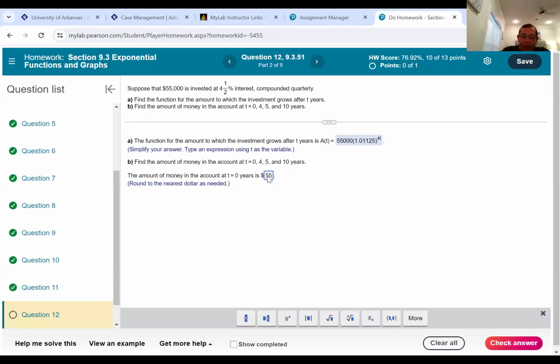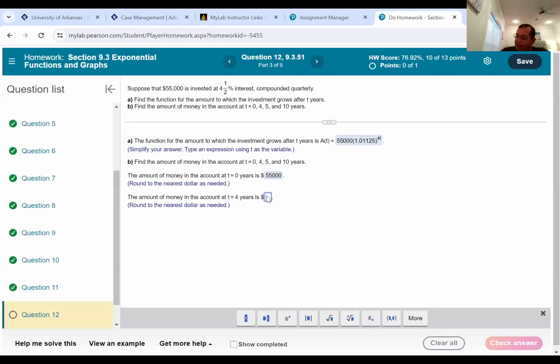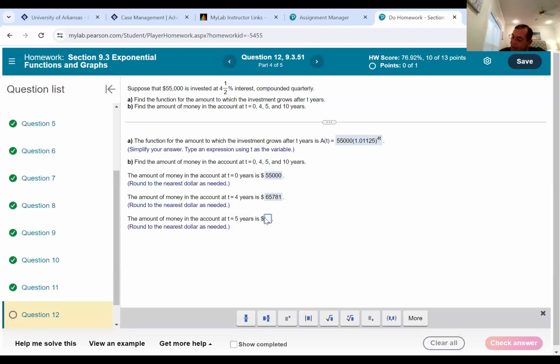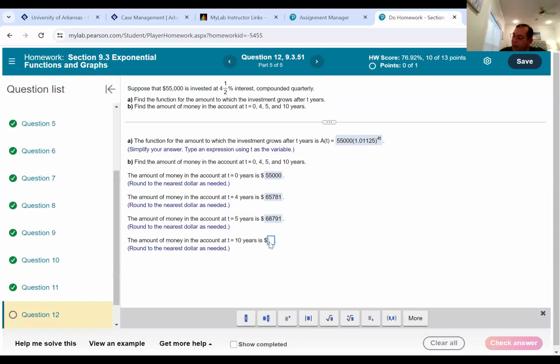And then here, well, I would put in what I get, my 4 amounts, my 55,000. And it makes you check each one of these and put each one in. At 4 years, I had 65,781. At 5 years, I had 68,791. And at 10, I had 86,041.